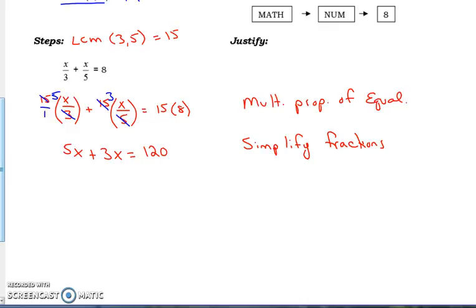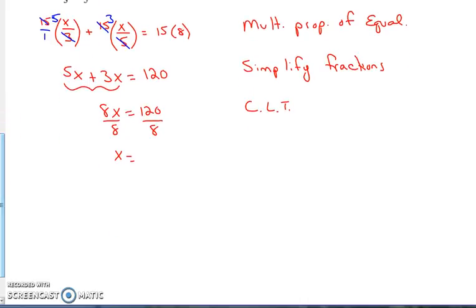Okay, now I have a nice easy equation to solve. I've got x's on the same side, so I'm going to combine them together. And my justification is combine like terms. And then I divide both sides by 8, which is my division property of equality. And I'm left with x is equal to 15.